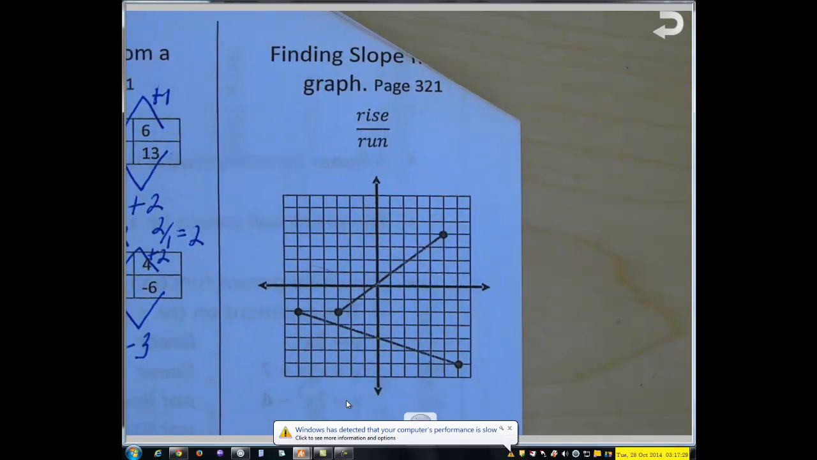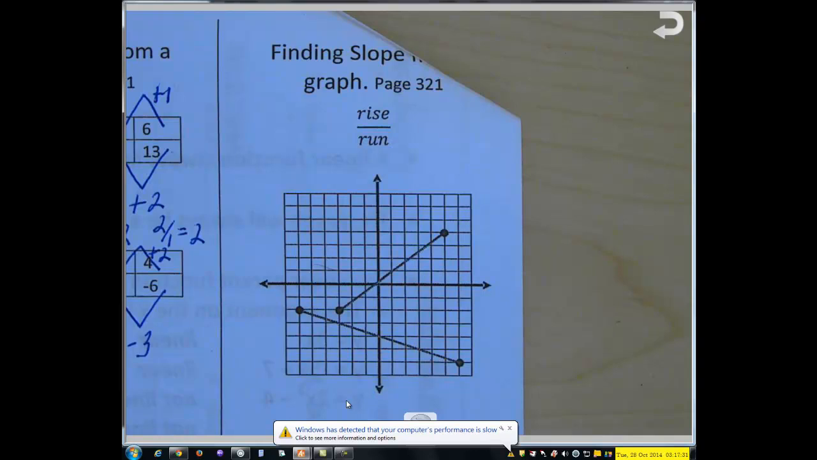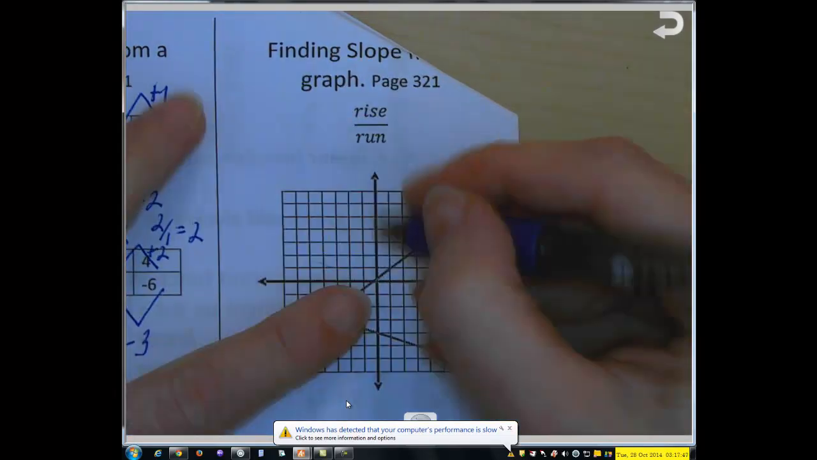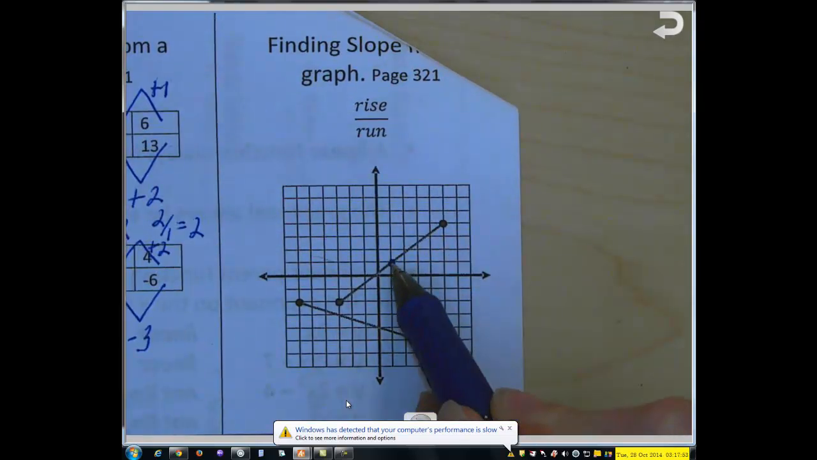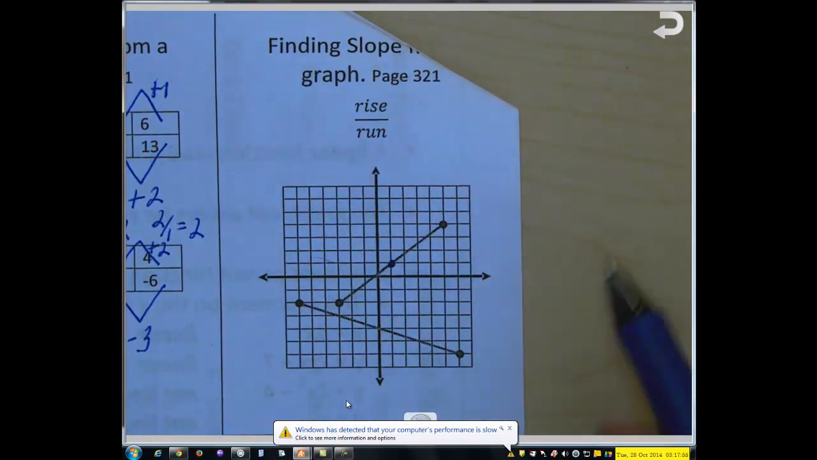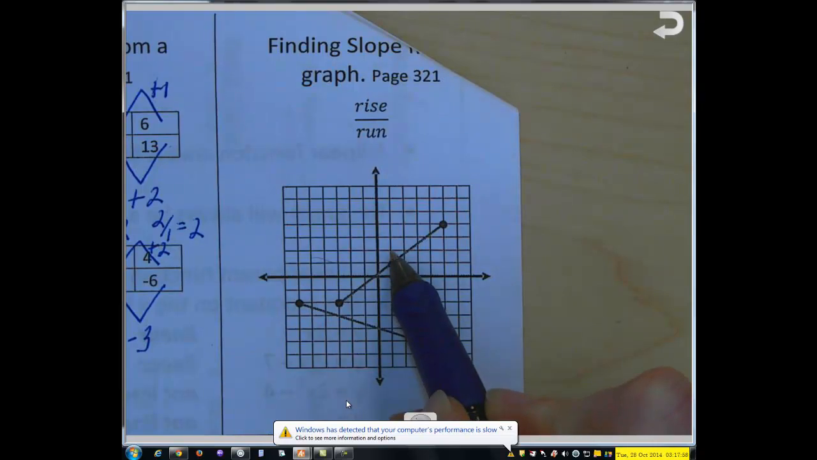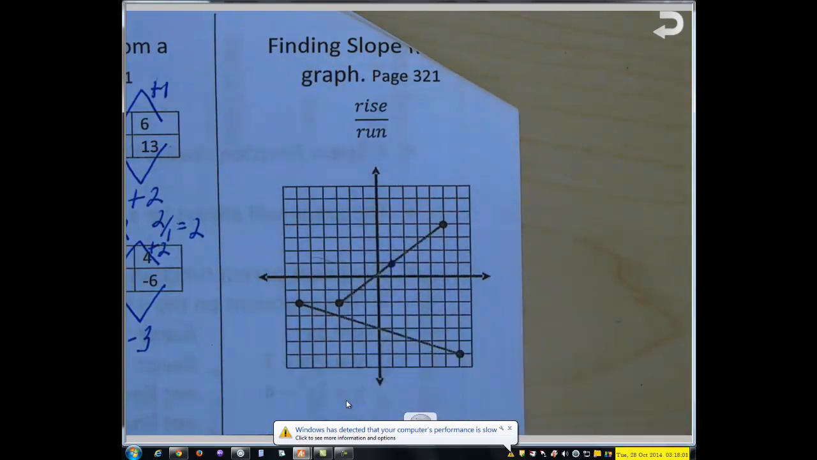Okay. We have one more situation to look at for finding slope, and that's finding slope from a graph. Slope on a graph is always the rise over the run. So what we're going to be doing is choosing 2 points on a line and then counting how much we have to rise and how much we have to run to get to the next point. So I'm going to choose this point right here and this point right here. Notice that I chose what I'm going to call a pretty point. This is a pretty point because it is right at the intersection of 2 lines on the graph.